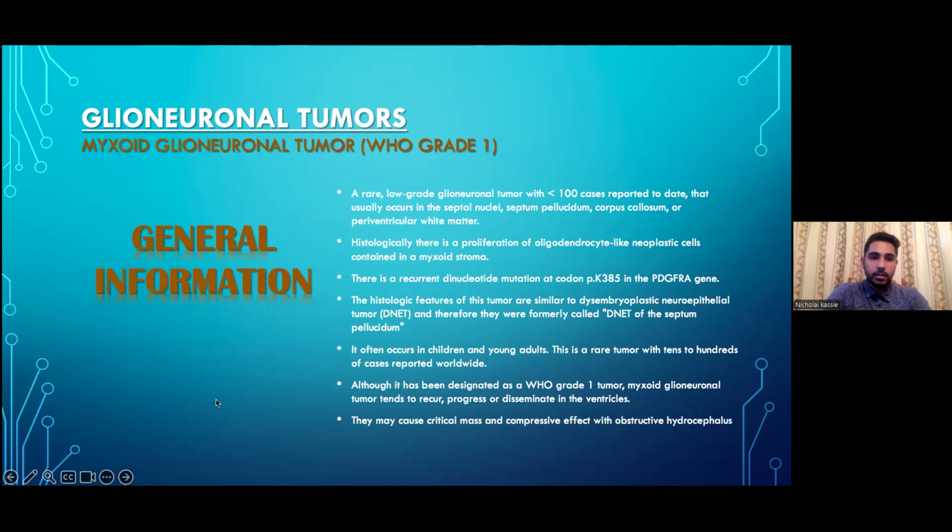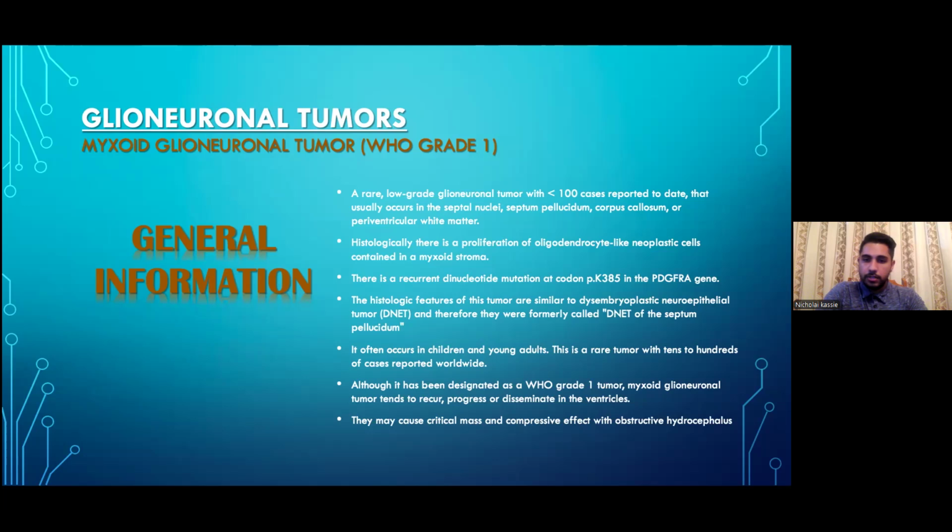Moving on to myxoid glioneuronal tumors, also WHO grade 1. They are a rare, low-grade glioneuronal tumor with less than 100 cases reported to date that usually occur in the septal nuclei, septum pellucidum, and corpus callosum, or even the periventricular white matter. Histologically, there's a proliferation of oligodendrocyte-like neoplastic cells contained in a myxoid stroma. There's a recurrent dinucleotide mutation at codon K385 in the PDGFRA gene.